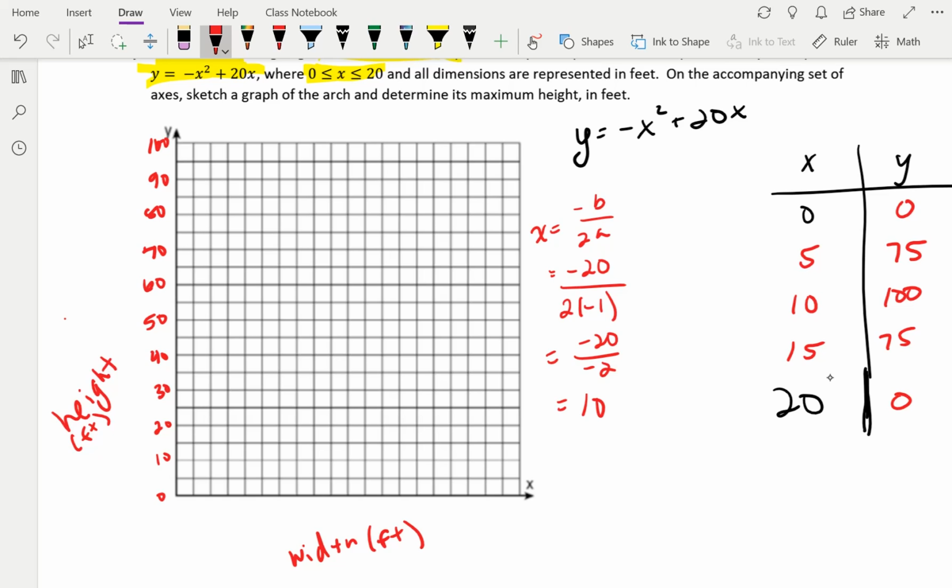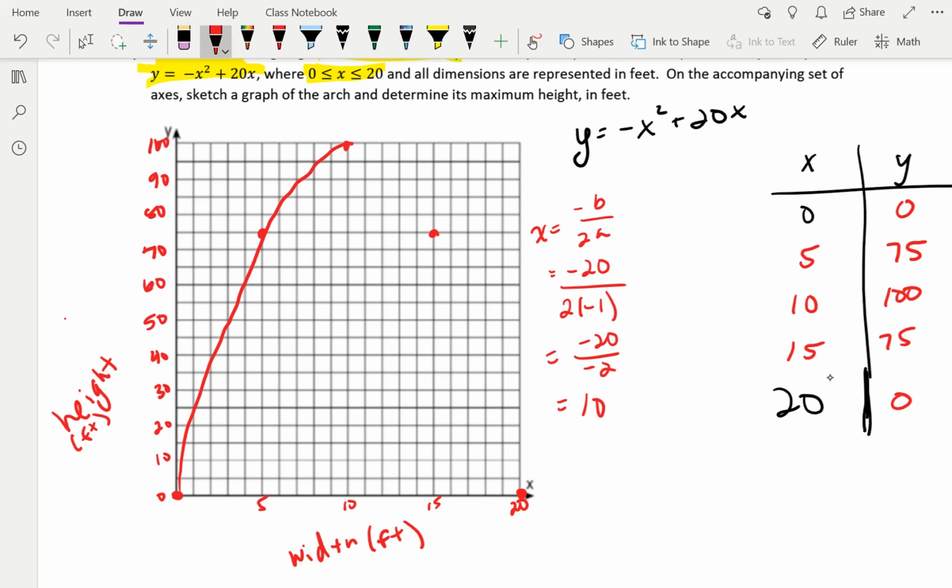Now, on the bottom, we just have to get out to 20. There's also 20 boxes here, so we're just going to write down 0, 1, 2, 3, 4, 5, 6, 7, 8, 9, 10, 11, 12, 13, 14, 15, 16, 17, 18, 19, 20. So our graph is actually going to look really nice here because it's going to fit exactly in this quadrant. This is the first quadrant of a coordinate plane. So now we're going to plot the points that we have: 0, 0, 5, 75, 10, 100, and then back again 15, 75, and 20, 0 here.